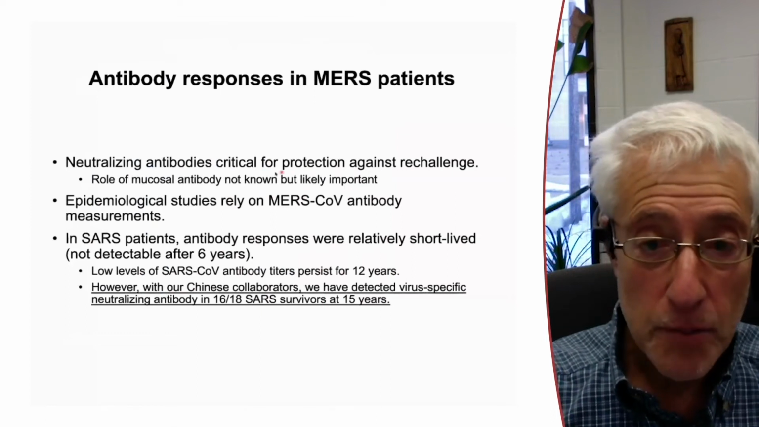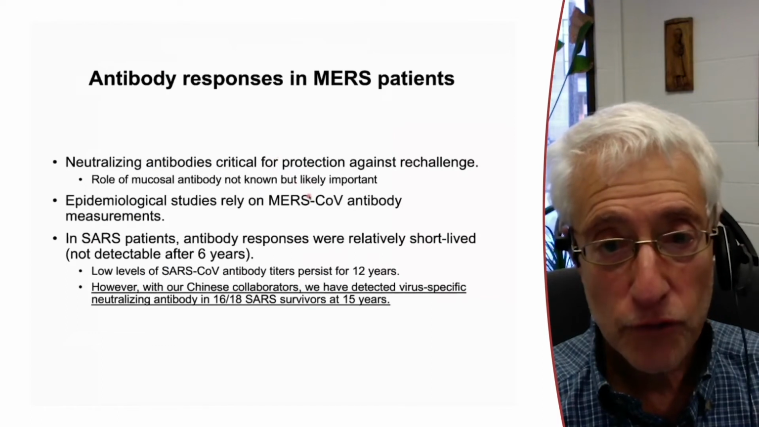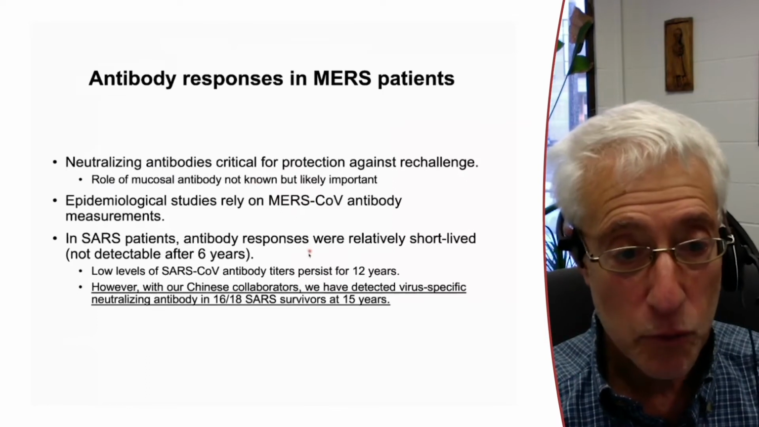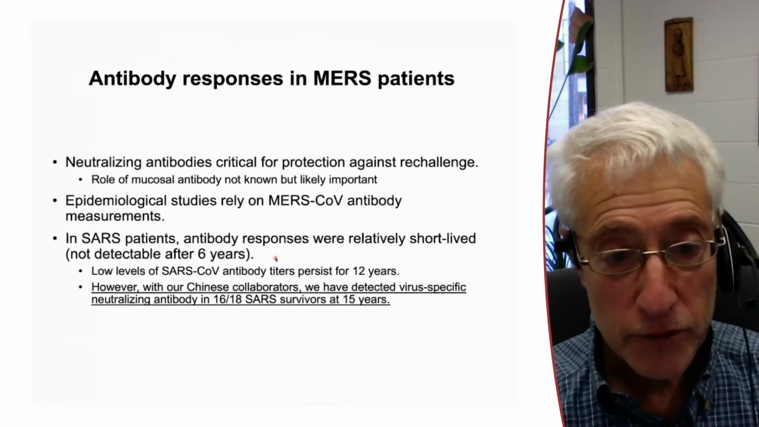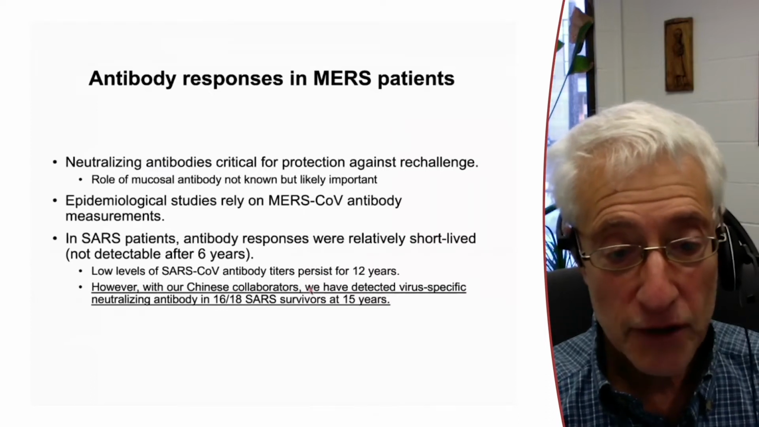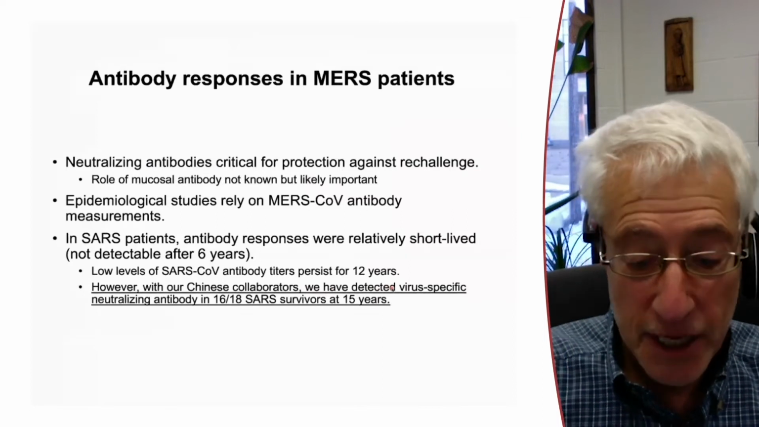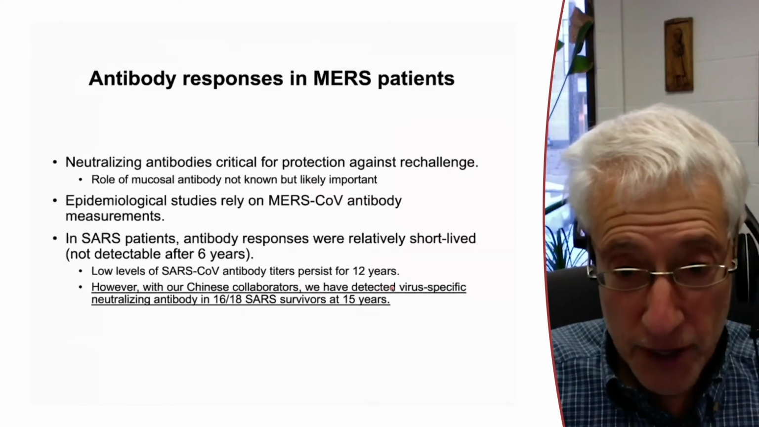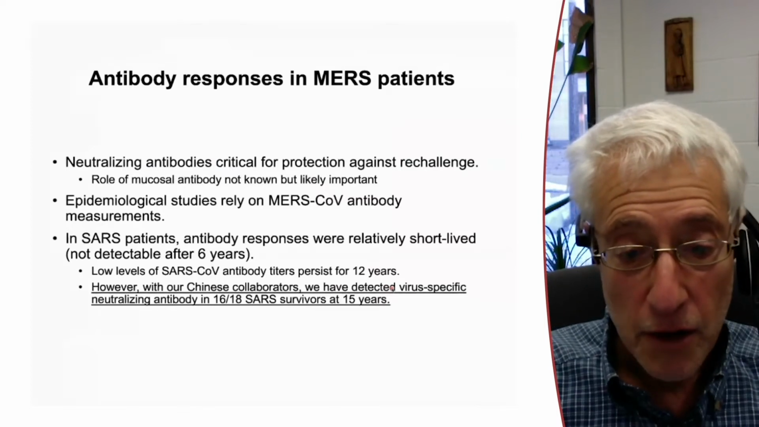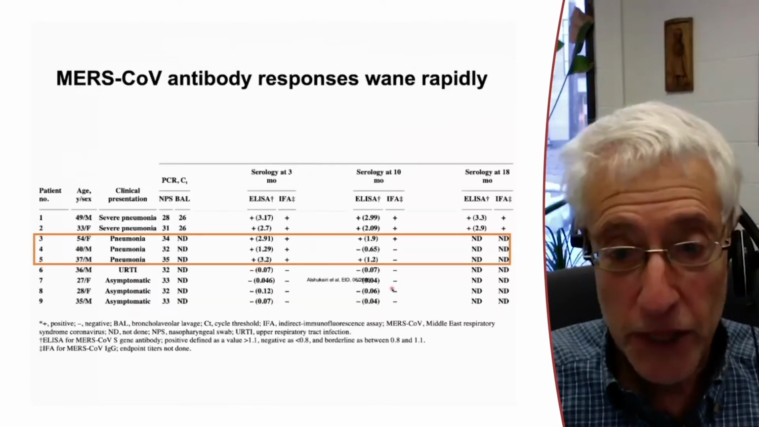And so we know something about immune responses in these people. Antibody responses in MERS patients are critical for protection against re-challenge. We don't know about mucosal antibodies, but it's likely important. We know, as a side note, that SARS patients' antibody responses were thought to be short-lived, but in fact studies now redone during SARS-CoV-2 show that neutralizing antibody can be detected in patients even now. And we did one study with Chinese collaborators showing that the antibodies could be detected at least 15 years after SARS. But they wane quickly.